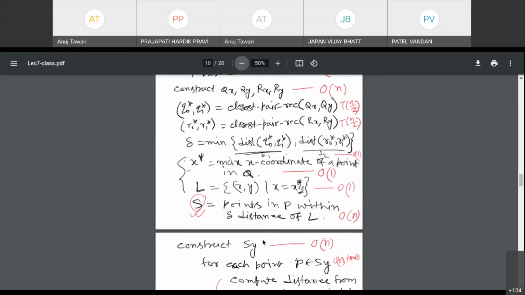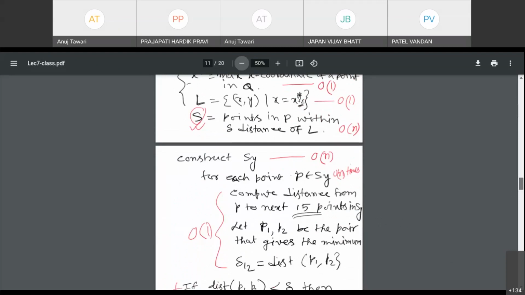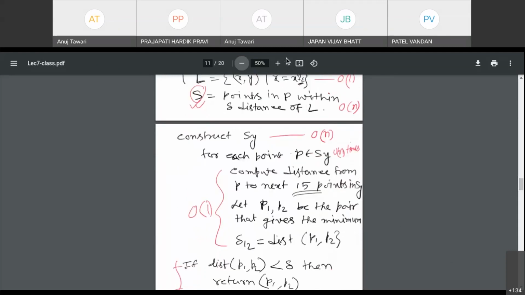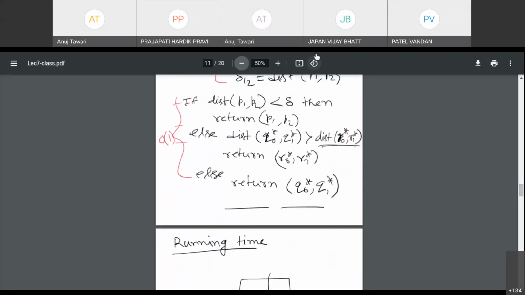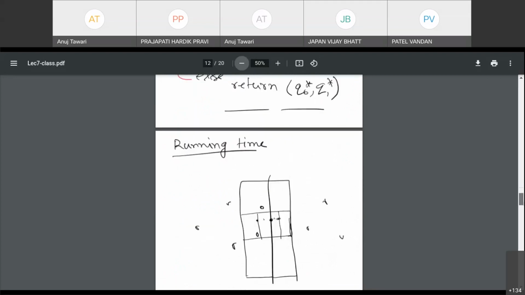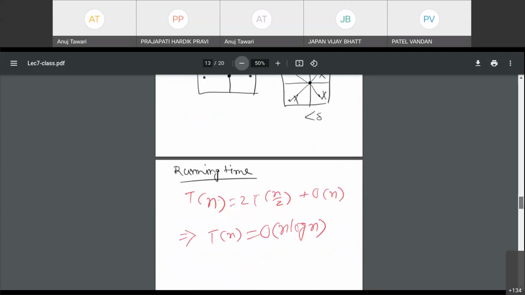And we construct this Sy, right? Because we did that pre-computation where we computed all those points, this you can do in big O of n time. Compute the distance to the next constant number of points in Sy and let P1, P2 be the pair that gives the minimum. So that was our delta 1, 2. And just return the set of points. And this is the way you reduce it from n log n squared to n log n.